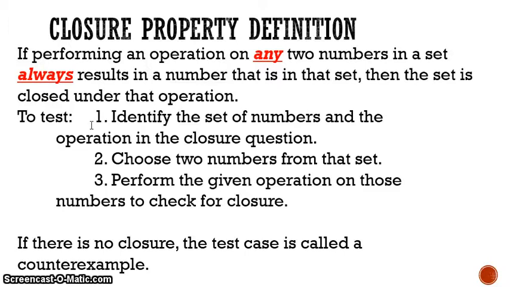Now, in order to test this, first you have to identify the set of numbers and the operation in the closure question. Next, you have to choose two numbers from that set and perform the given operation on those numbers to check for closure. So, let's take a look at a couple examples. I know right now it probably sounds like a bunch of gibberish, but it's actually pretty easy.